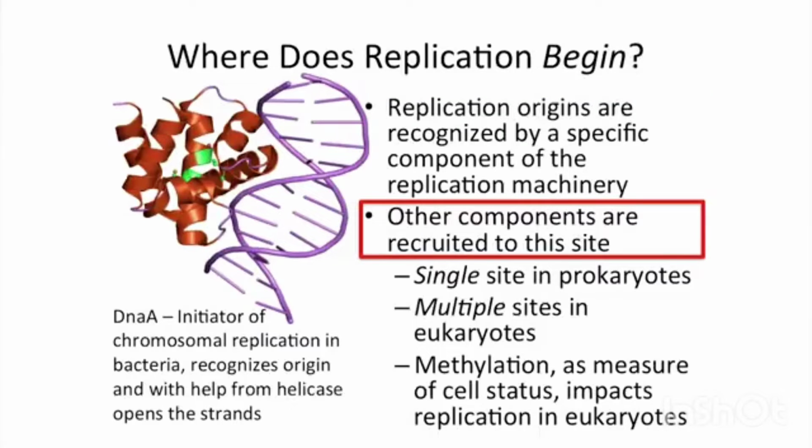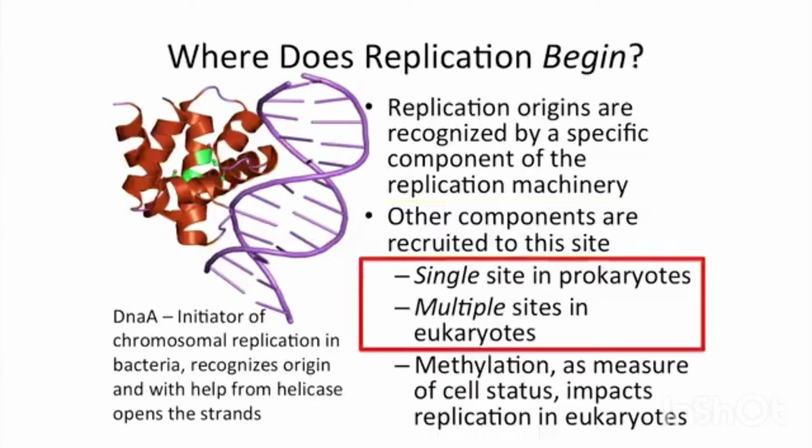The other components, for example, helicase and single-strand DNA binding proteins initially, are then recruited to this site where replication initiates. There's only one site in prokaryotes. In contrast, there are multiple sites in eukaryotes. Why might that be true? Think about differences in magnitude of the replication process for these types of organisms.